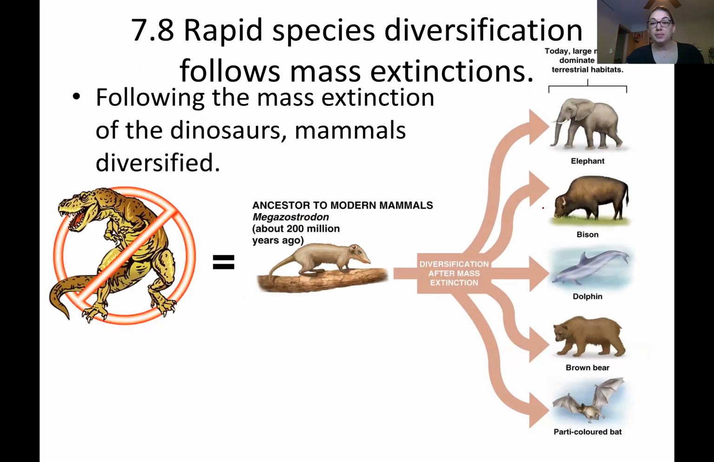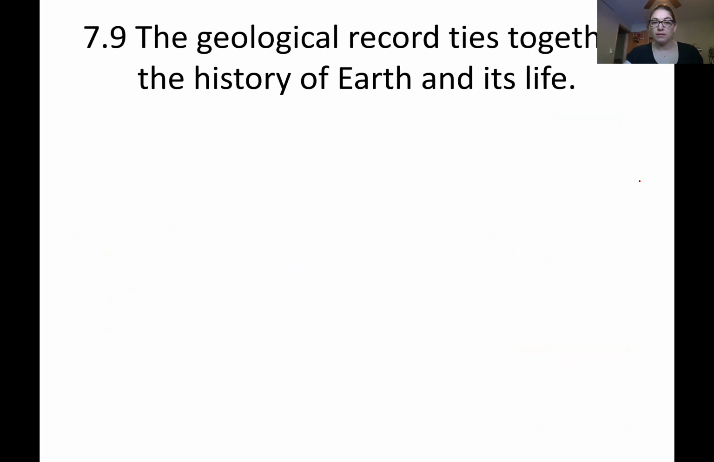Okay, rapid species diversification. I can't talk today, I apologize. Rapid species diversification follows mass extinctions. So following a mass extinction, in this example where the dinosaurs went extinct, mammals diversified greatly. If we look at our ancestral mammal species and then at the diversification that happened afterwards, we have bats and bears and dolphins and bison and elephants and humans, all sorts of different organisms that all came from a common mammal ancestor. And that happened after that last extinction where the dinosaurs went extinct.